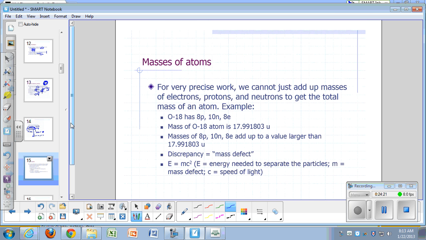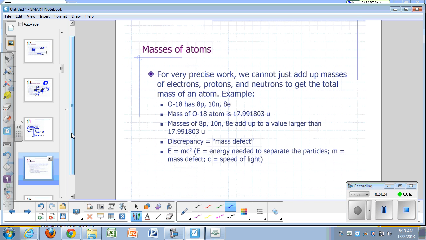All right, now for very precise work, we cannot just add up the masses of electrons, protons, and neutrons to get the total mass of an atom. So for example, if you look at oxygen-18, it has 8 protons, 10 neutrons, and 8 electrons. It would seem logical that if you just add up all the masses of 8 protons, 10 neutrons, and 8 electrons, you get the total mass of the atom. Well, if you do it to the nearest tenth of an atomic mass unit, that's true. But if you want the precise number, you can look up the mass of an oxygen-18 atom. You'll find it's 17.991803.